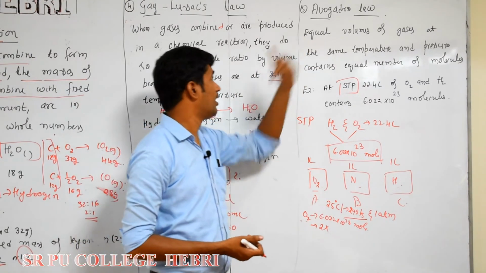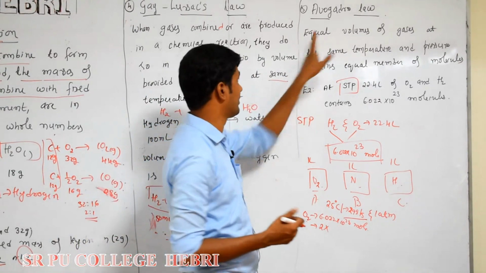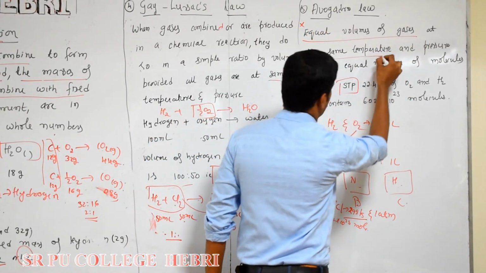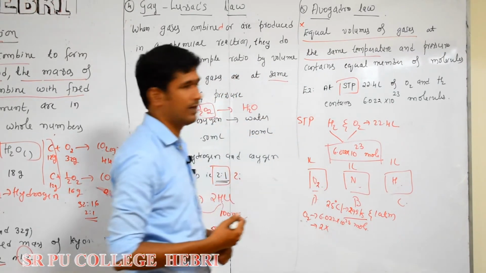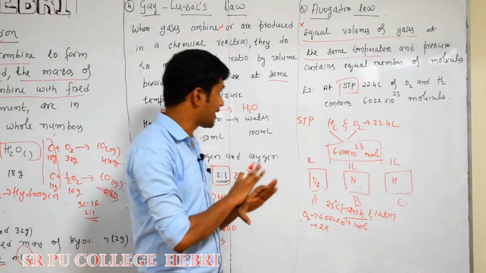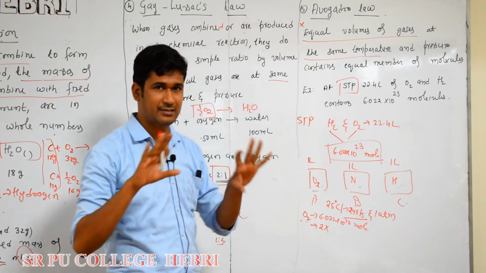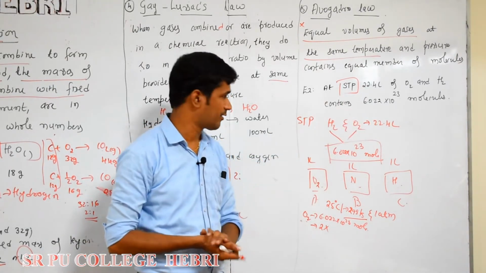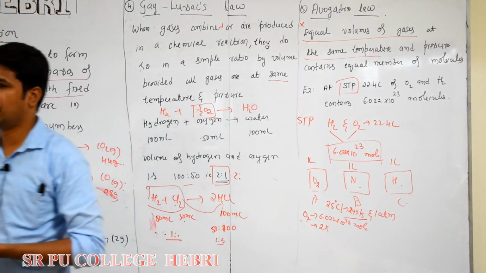Okay, this is about laws of chemical combination. Remember, this is very, very important. Equal volume of gases at same temperature and pressure contains equal number of molecules. The temperature and pressure of all the gases taken must be the same. So now they must have equal number of molecules. Okay, this is about laws of chemical combination.